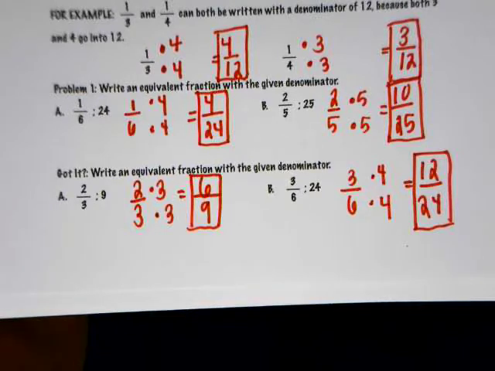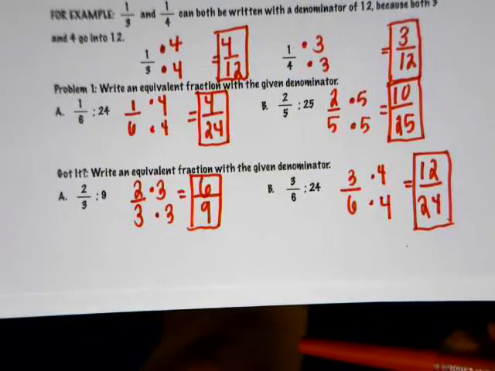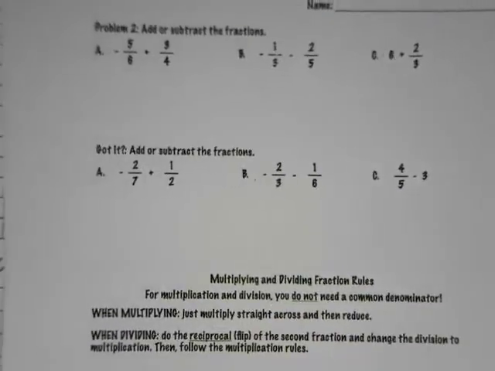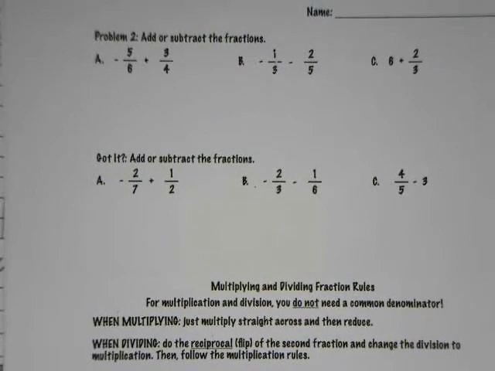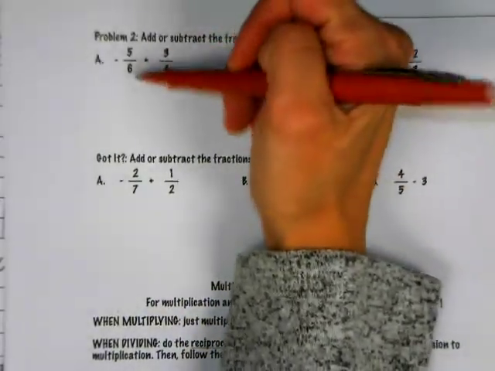All right, are we going to move on to actually adding and subtracting? Yeah? Cool. All right, so first let's decide what our common denominator is going to be. Then we can switch both. So what would a common denominator be for 6 and 4?